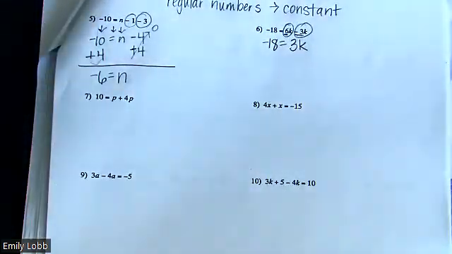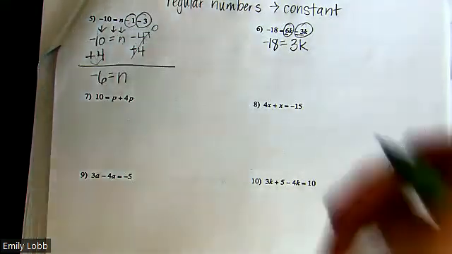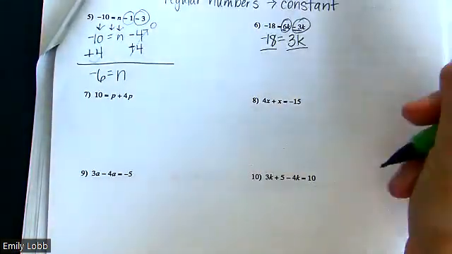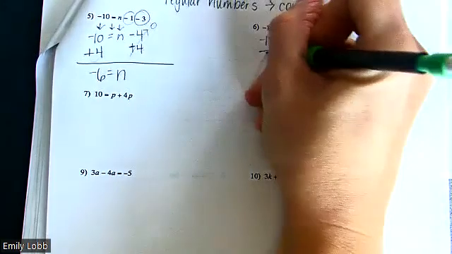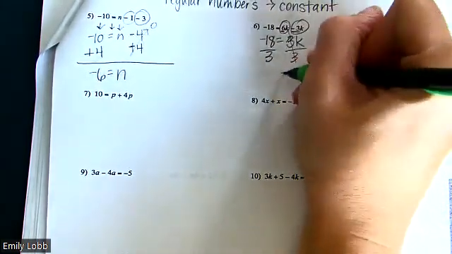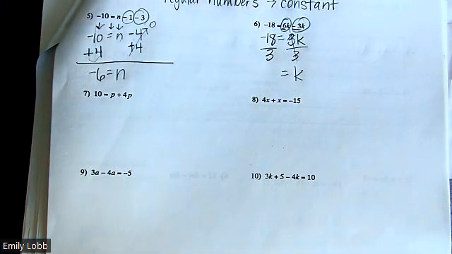So again, this is just a one-step equation. What's being done to the k? What does it mean when I have a number next to a letter? Excellent. It's being multiplied by 3. So what do I have to do to both sides? Divide it by 3. Because that way, 3 divided by 3 is 1. So I'm left with k, just 1k on the right.